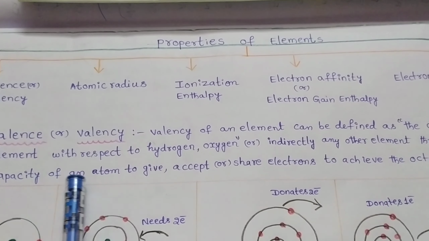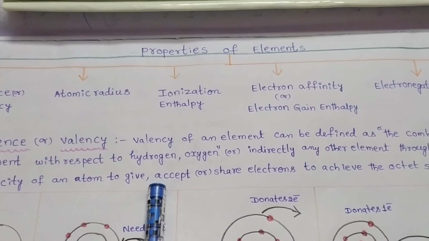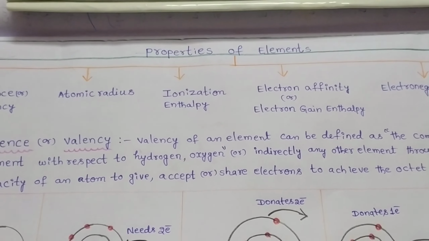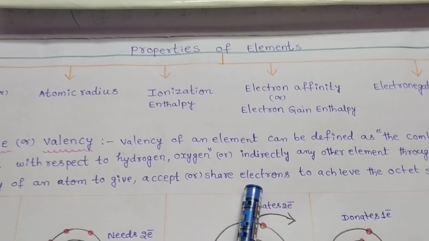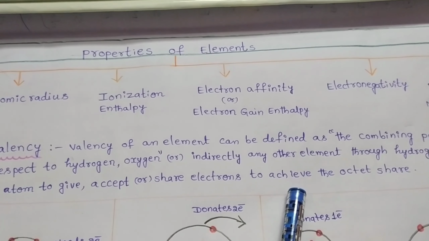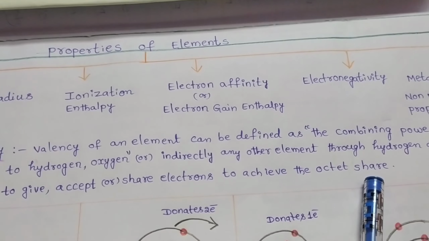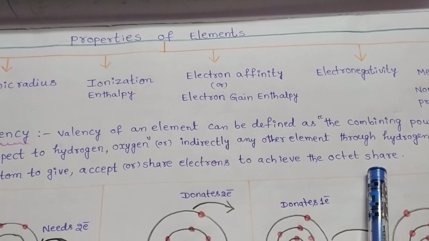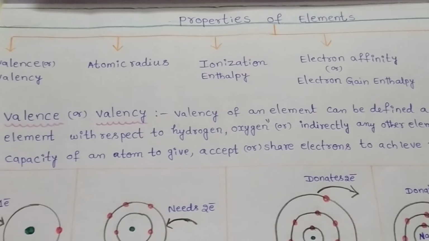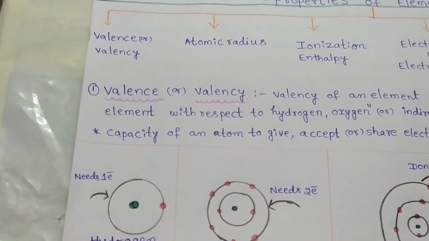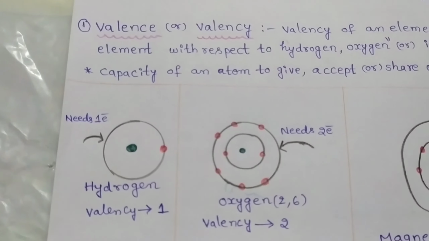The capacity of an atom to give or donate, accept or gain, or share electrons to achieve the nearest octet electronic configuration of an element is called valency. Now we discuss the valency concept with examples.